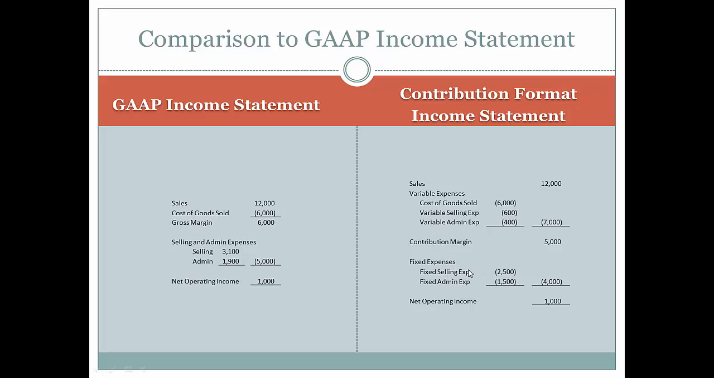So we had a fixed selling expense, a fixed administrative expense, totaling $4,000, and we come up to this same net operating income as we did in the GAAP income statement. We are just looking at cost behavior when we look at the contribution format income statement.